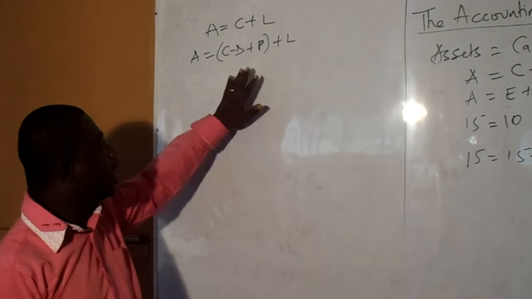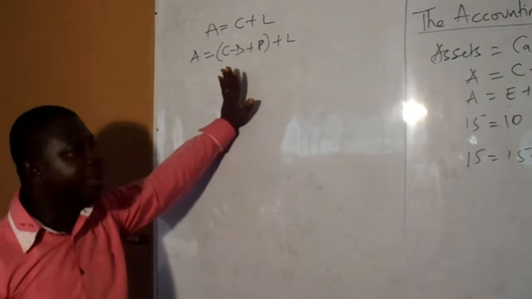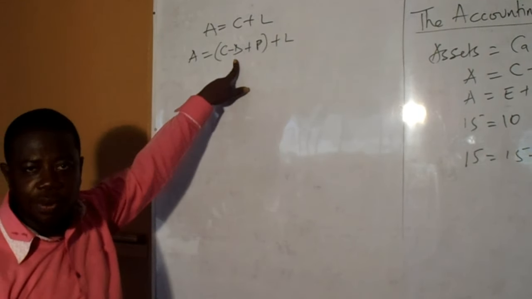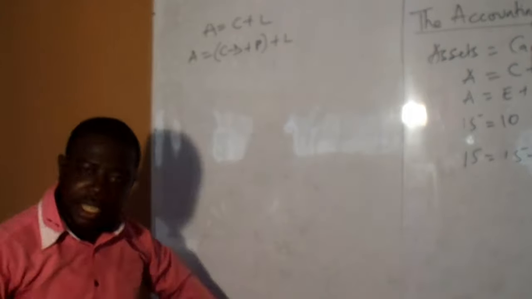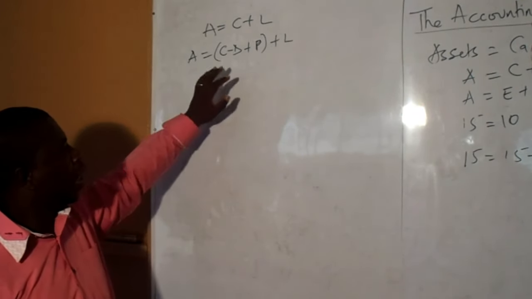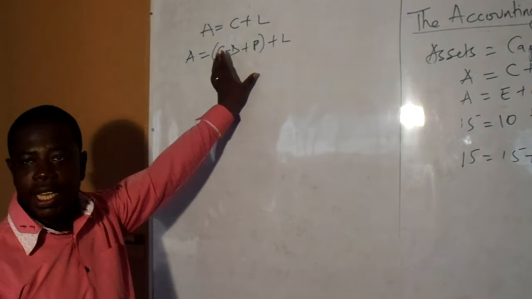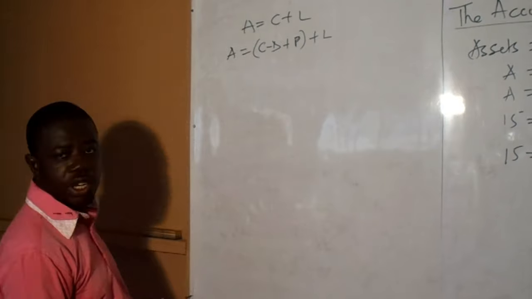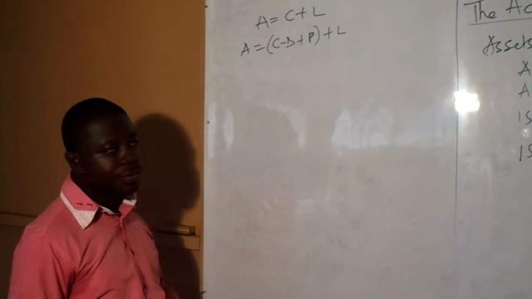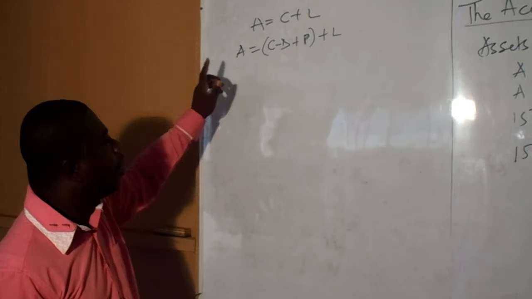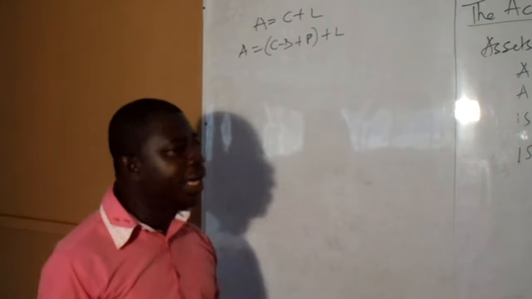What I have done is I have just expanded the capital of the sole trader by taking out the drawings made within the period and then adding back the profit. So this is the net worth of the sole trader, and this is his fund inside the business. Now, this is an expansion of the accounting equation, and it is no different from what we have done so far.